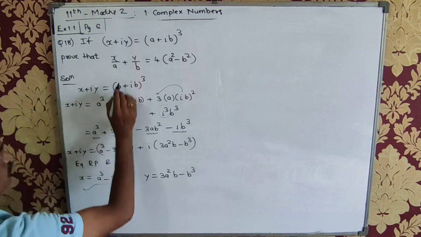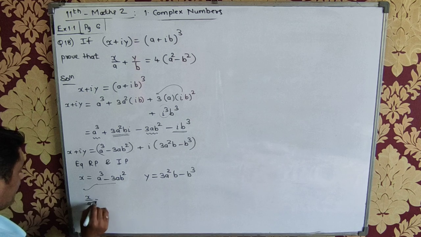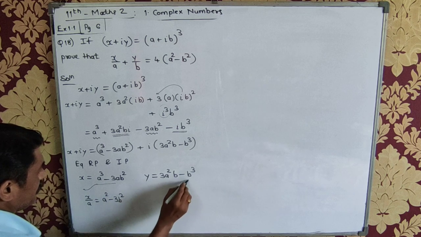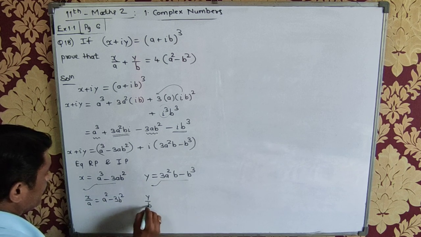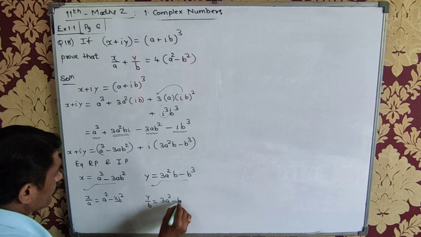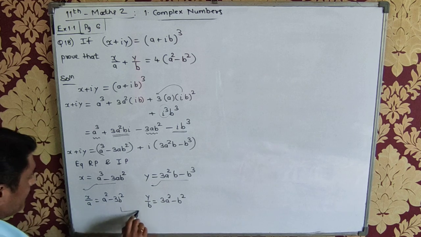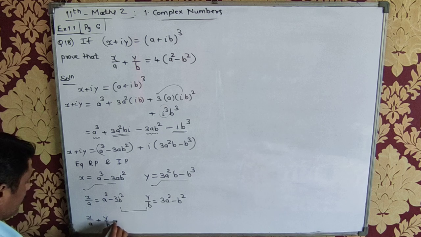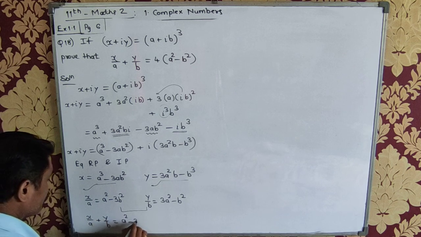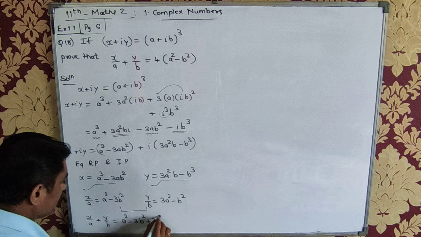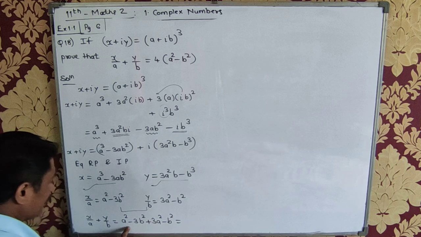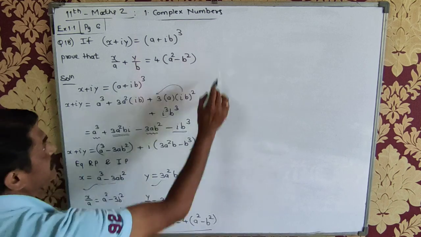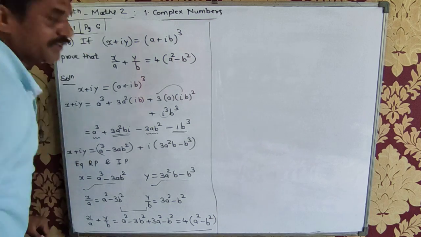Can I take a common and transfer? Because I want, so x upon a is equal to a square minus 3b square. Correct? Yes. Take b common and transfer. y upon b is equal to 3a square minus b square. Correct? Yes. Add them as we want. So x upon a plus y upon b is equal to a square minus 3b square plus 3a square minus b square, which is equal to 4a square minus 4b square. 4 common, a square minus b square, and that's what the answer is. Is this clear? Yes. Any doubts about that?